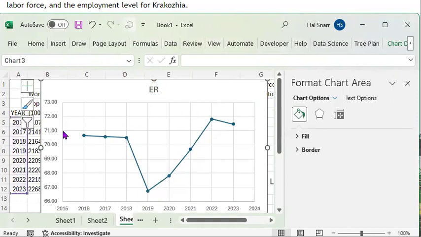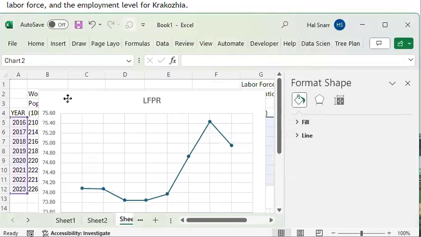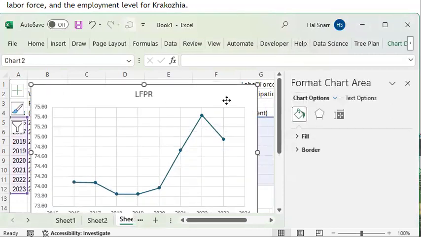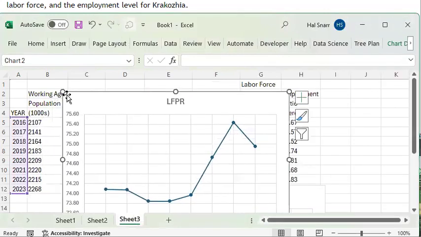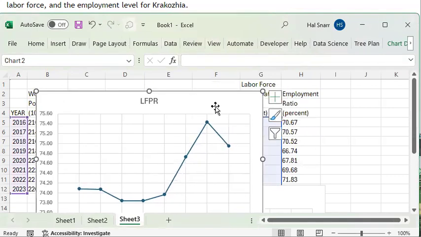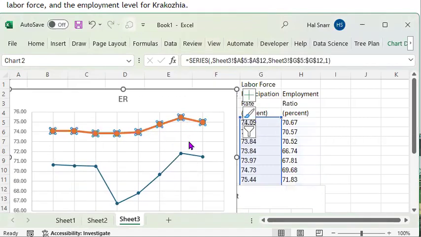And what I can do, since these numbers are similar to labor force participation, I can copy this graph, delete it, and I can paste it on top of this one. So you want to just move it around. Notice the white circles on the corners. And once you see the white circles on the corner, you can move it around like that. You can hit Control V and you can paste it on top of it. That's the labor force participation rate. And that's the employment ratio.